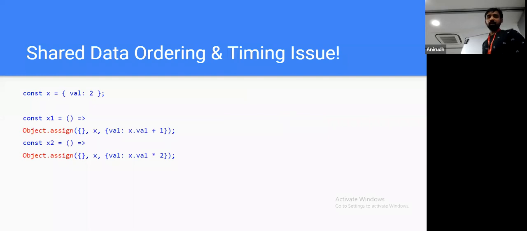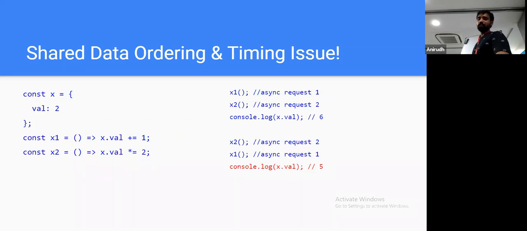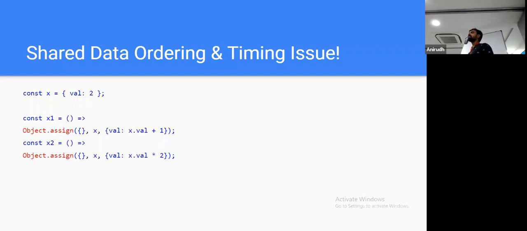So now how do you solve this problem? In the previous method, I was directly mutating the value of 1, value of 2. Now in the second example, I'm using object.assign. You can also use other libraries for this, but for this purpose, I'm using object.assign. So now x1 is returning a new reference, a new value for x. Even in the case of x2, it's returning a new value.